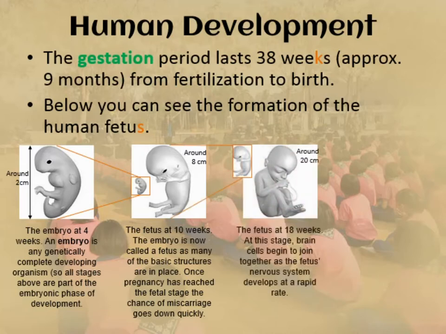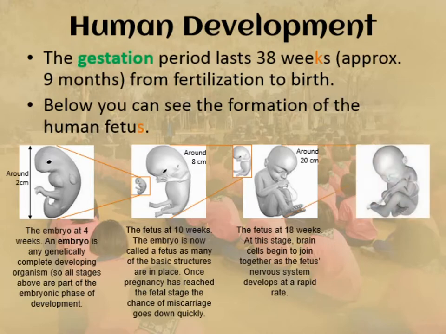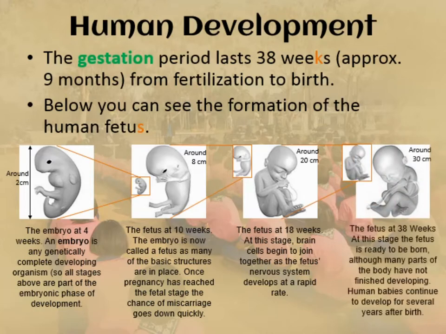At 18 weeks, the fetus's brain cells begin to join together and the nervous system starts to develop very strongly. This is when the fetus is around 20 centimeters long. And then finally, just before birth, at 38 weeks, the fetus is about 30 centimeters long and is ready to be born, although there are many parts that have not finished developing. Human babies continue to develop for several years after birth.